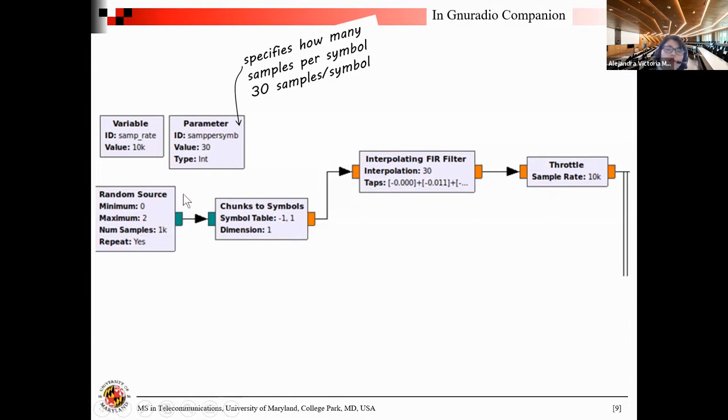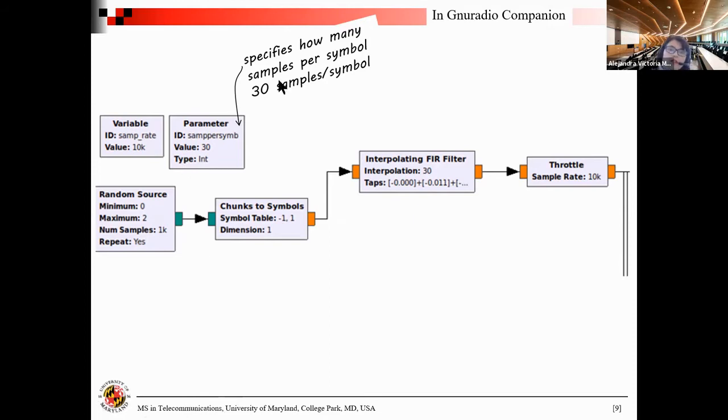And remember that each one of these bits is going to be changed into either a -1 for a 0 or a 1 for a 1. And then we want to make sure that, hold on, let me move this out of my way. I can't see. Oh, here we go.